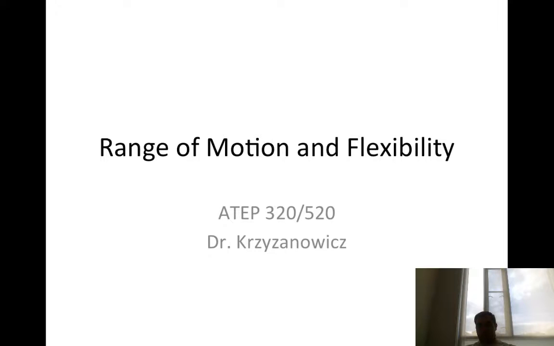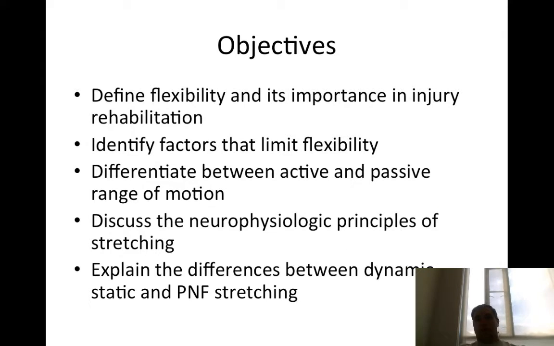All right, so today's lecture will be on range of motion and flexibility. When you think of what an athletic trainer does, a lot of it is range of motion and increasing flexibility, right? We're doing a hamstring stretch on a patient or a joint mobilization or some other type of manual therapy, right? So some of the objectives today will define flexibility, identify factors that limit flexibility, differentiate active and passive range of motion, and some other things here.